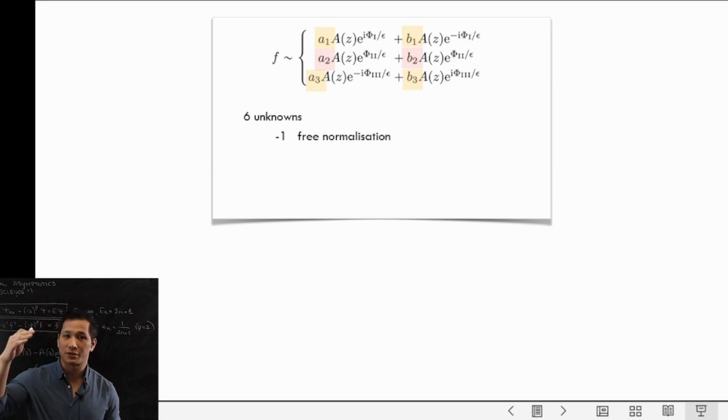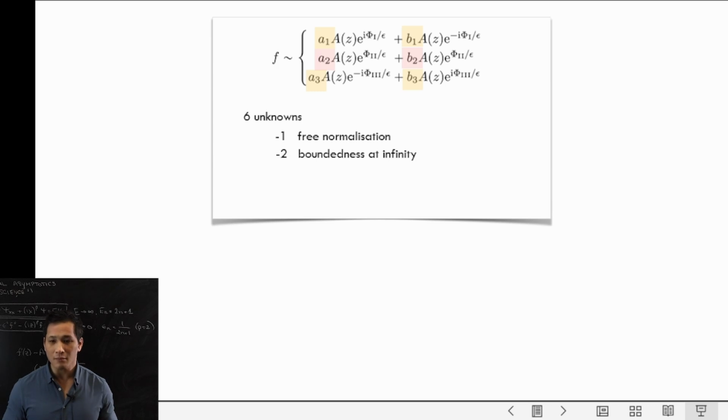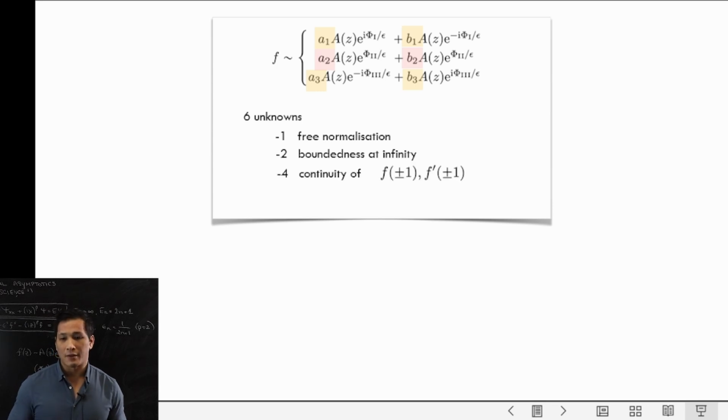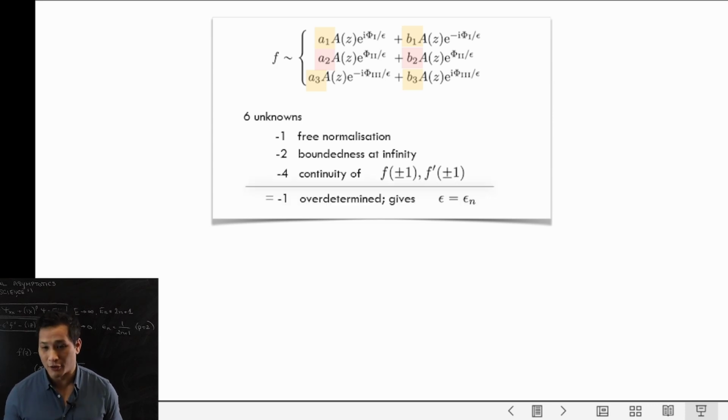So you might fix, for instance, the value of the function at 0. You need boundedness at infinity, so that's equivalent to setting two things equal to 0, right? And then you have 4 conditions which correspond to continuity. So at plus or minus 1, you have to impose that f and its derivative is continuous. So if you're counting, that's 6 unknowns, but 7 conditions. And so that's why you think that probably the problem is overdetermined, and that gives you a constraint on epsilon. You're not free to specify all values of epsilon. Only very particular values of epsilon will give you a solution.